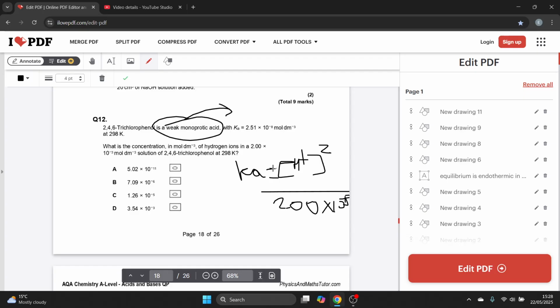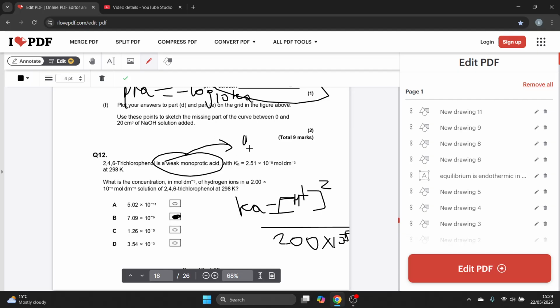Then surely I just move it to the left hand side and then square root it. Let's have a look if that works. It should work. 2.00 times 10 to the power minus 3. I just square root my answer. 7.09 times 10 to the power minus 6. Perfect. The main indicator for me is the weak acid part, and therefore you make the assumption concentration H plus equals concentration A minus.